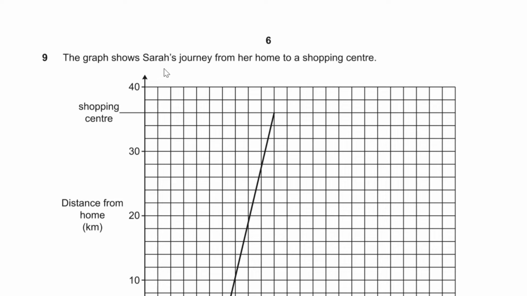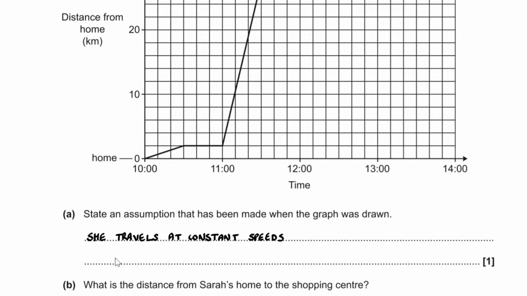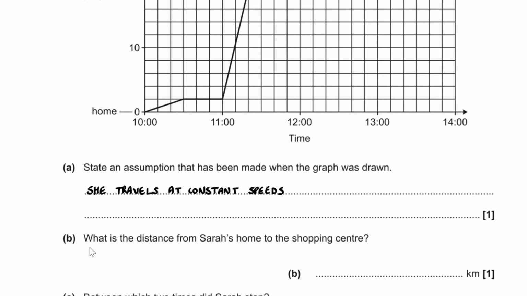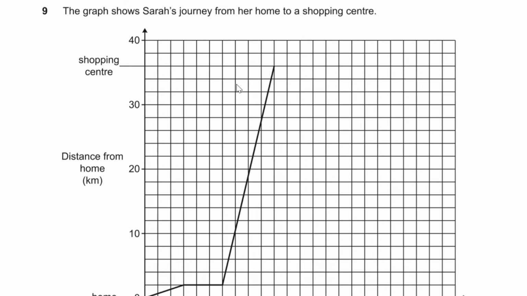Question number 9. The graph shows Sarah's journey from her house to a shopping centre, so that's what we see here. And for part A, we have to state an assumption that has been made when the graph was drawn. Well, you can see here we have straight lines, and therefore our assumption is she travels at constant speeds. And for part B, what is the distance from Sarah's home to the shopping centre? Well, you can see the shopping centre is over here. We've got a distance of 36 kilometers.